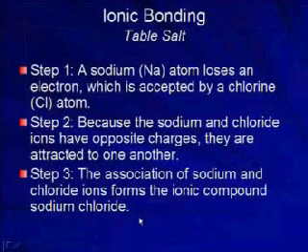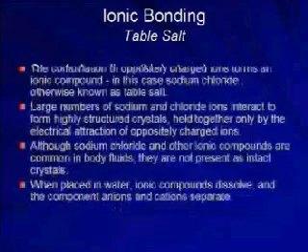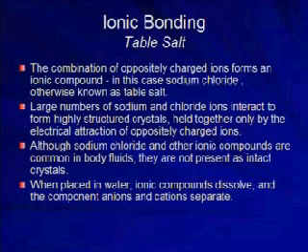Ionic bonding in table salt goes through those three steps I mentioned earlier. Step 1, the sodium atom loses an electron, which is accepted by chlorine. Step 2, because sodium and chloride ions have opposite charges, they are attracted to one another. And then in step 3, the sodium and chloride ions associate to form the ionic compound. The combination of oppositely charged ions forms an ionic compound, in this case sodium chloride, otherwise known as table salt.